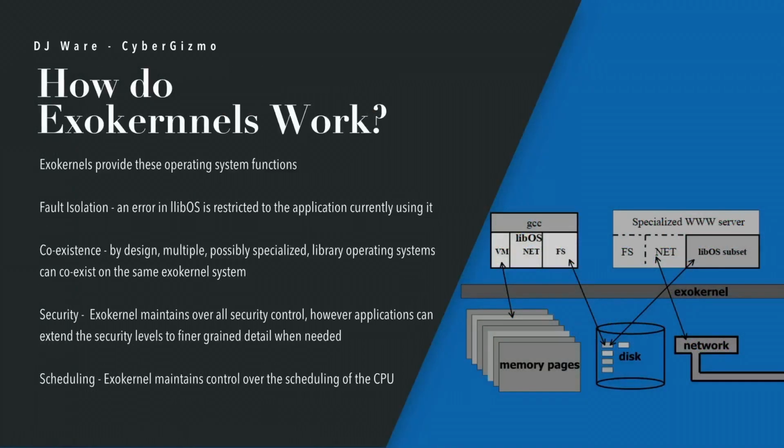So how do they work? There's an example diagram here of how it would work. There's GCC up there. That's an application that has both virtual memory and the file system, and it is managing it through libOS. So you have the virtual memory, the net, and the file system that it's managing here. And then over on the other side, you have the specialized web server, which is going directly to manage the network and the file system via libOS subsets. So that's basically how it's working.